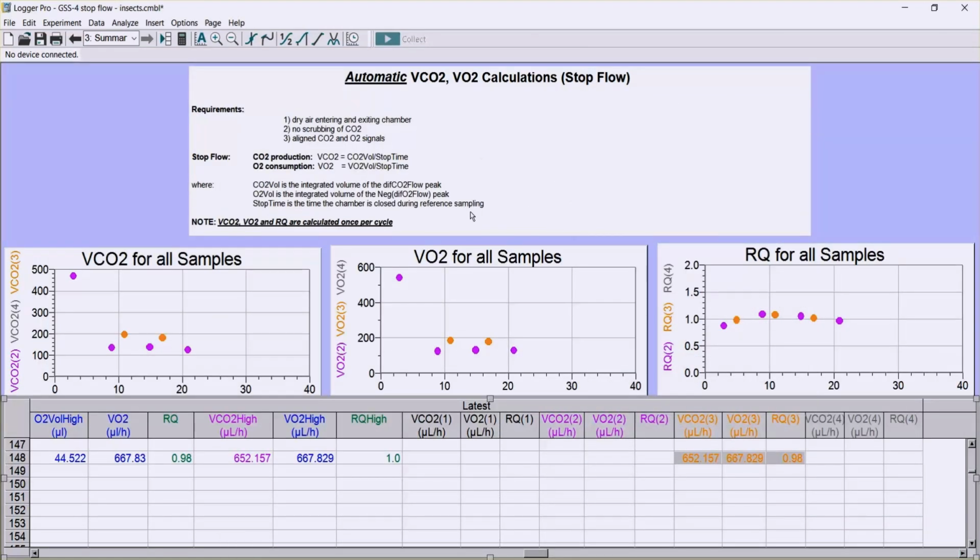So I think that's all there is really in terms of what to do with your stop flow data.